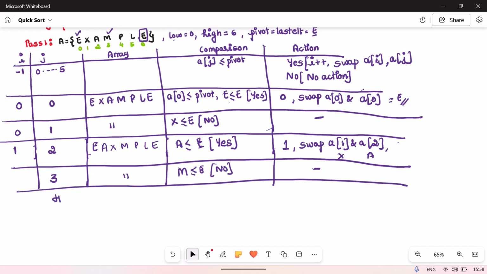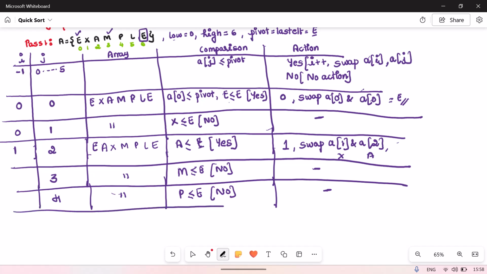Then 4. So is A of 4 less than or equal to E? A of 4 is P. Is P less than or equal to E? No. So no action will be taken. The array remains the same.